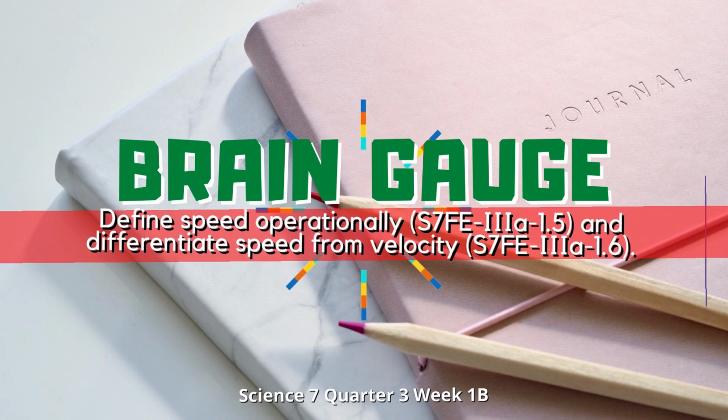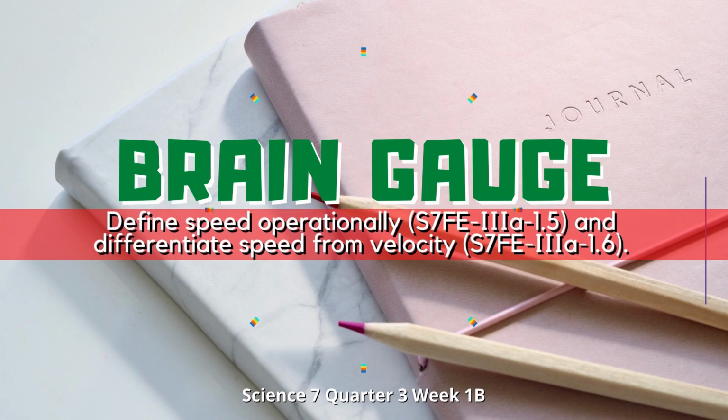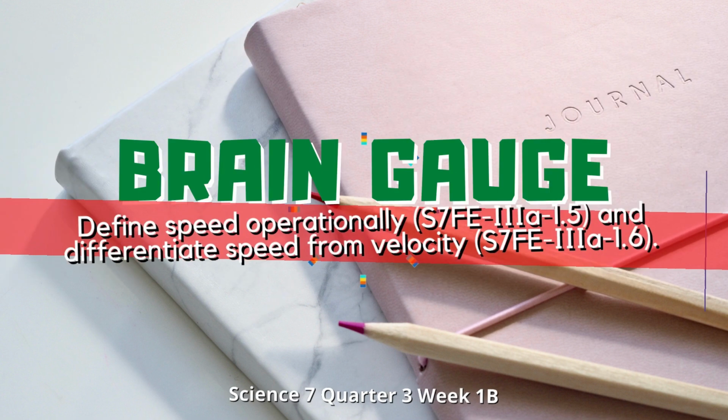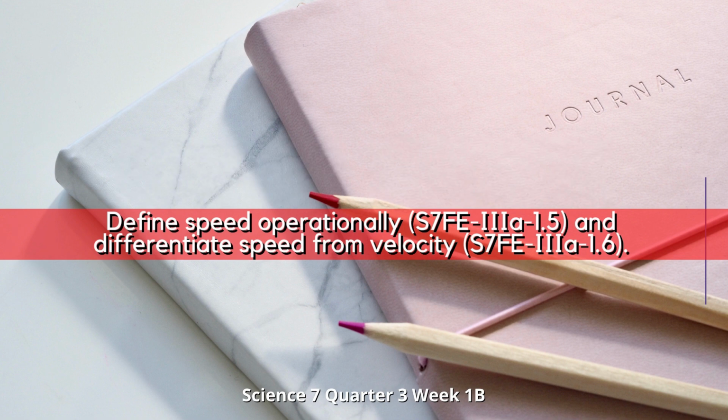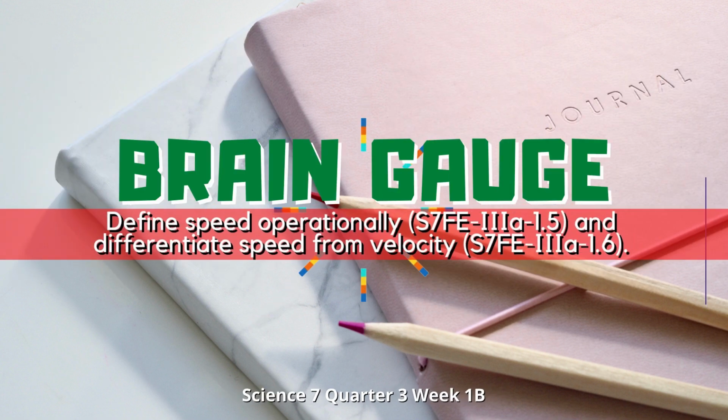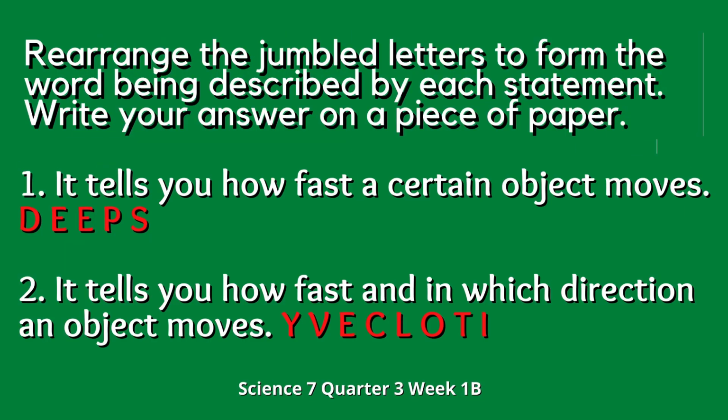Let's move to brain gauge. Learning competencies. Define speed operationally, S7FE-3A-1.5, and differentiate speed from velocity, S7FE-3A-1.6. Instruction. Rearrange the jumbled letters to form the word being described by each statement. Write your answer on a piece of paper.